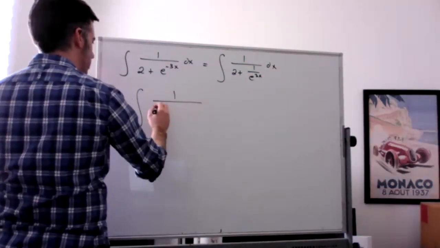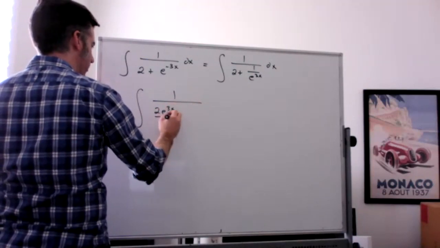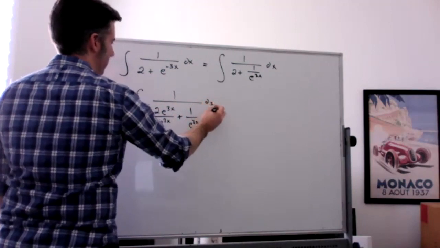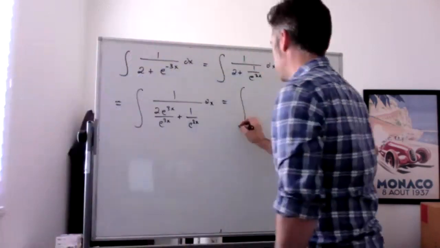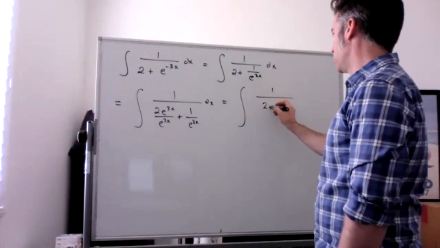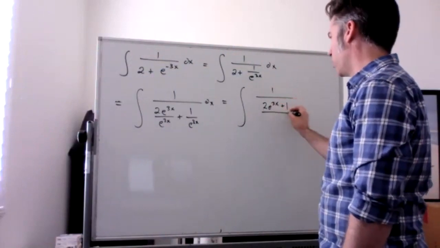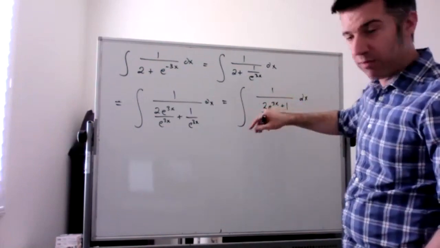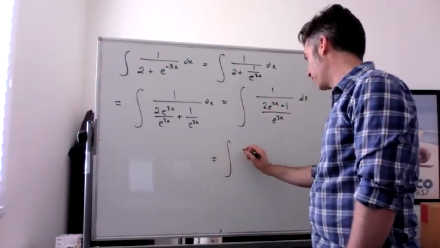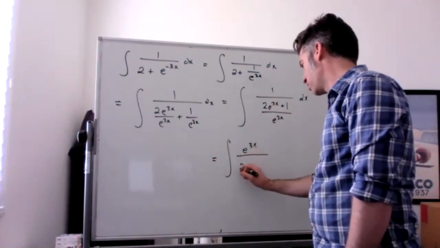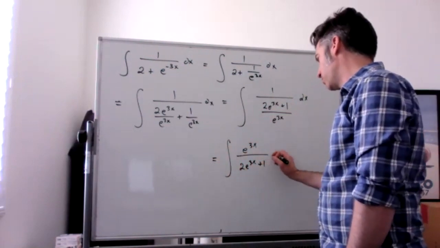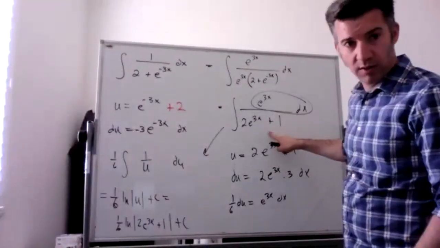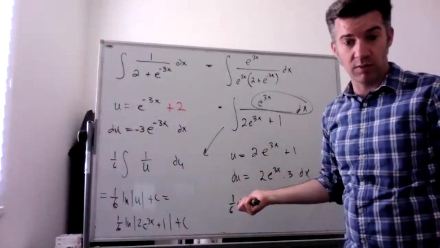1 over 2e to the 3x over e to the 3x plus 1 over e to the 3x. And then I can combine those to get 2e to the 3x plus 1 over e to the 3x. And then when you've got something divided by a fraction, you can flip and multiply it. And you can write that as the integral of e to the 3x over 2e to the 3x plus 1. And we're definitely back to where we started here. So that's another way you can go about doing this one.